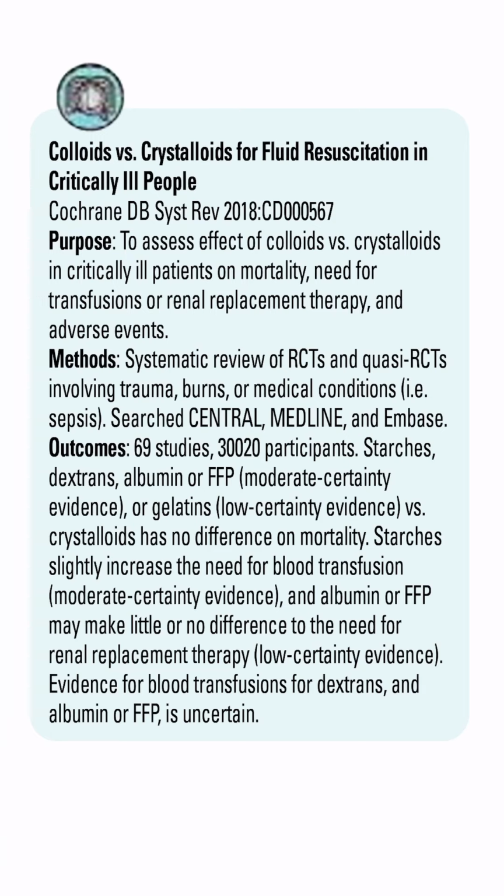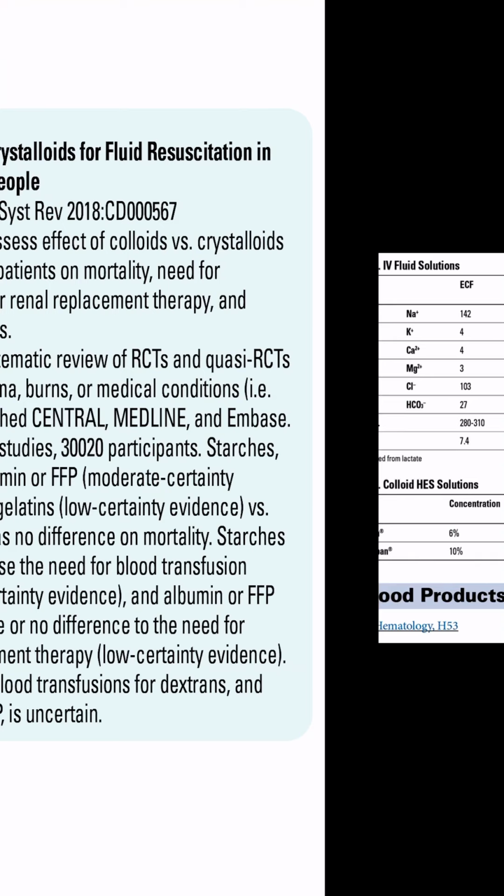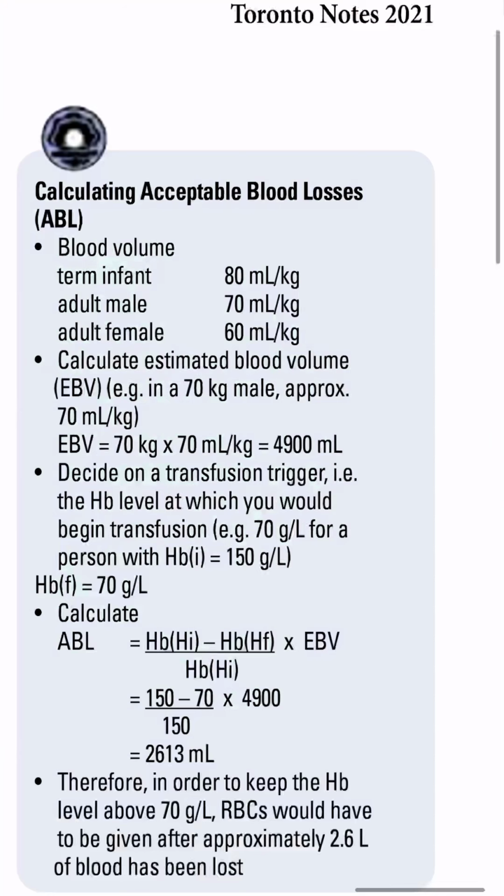Toronto Notes 2021. Calculating Acceptable Blood Loss, ABL. Blood volume: term infant 80 mL/kg, adult male 70 mL/kg, adult female 60 mL/kg. Calculate estimated blood volume, EBV, e.g. in a 70 kg male, approximately 70 mL/kg. EBV equals 70 kg x 70 mL/kg equals 4,900 mL.